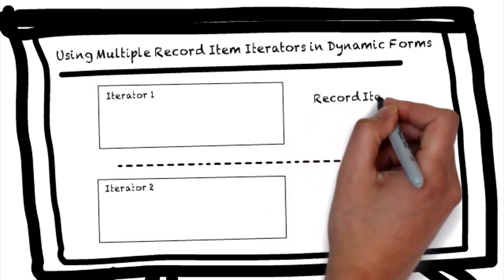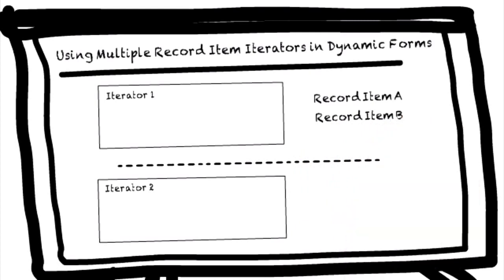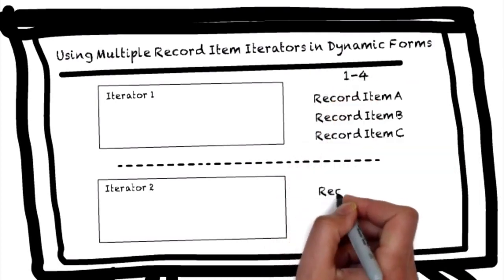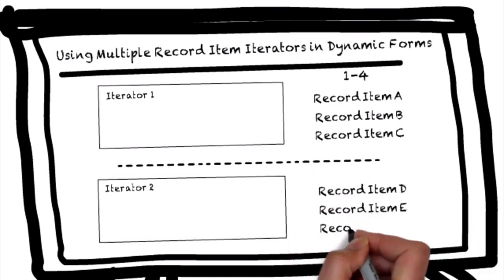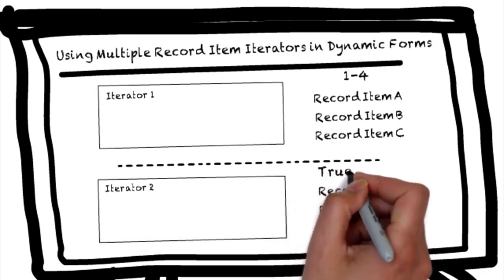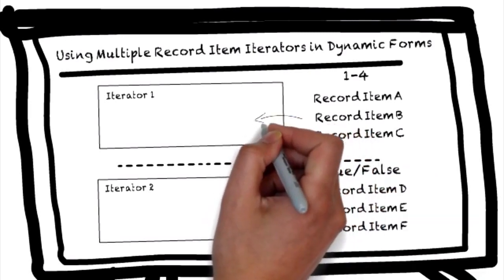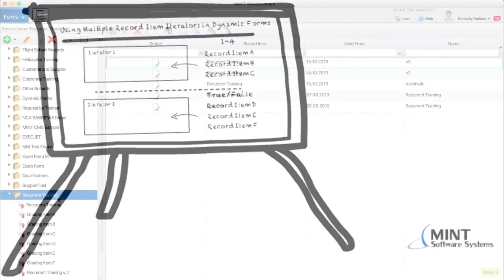For example, the form we'll be building in this video will have a pool of record items with a grade scale of 1 through 4 to choose from, and a pool of record items that require a true or false answer. One iterator will generate 1 through 4 record items, and the other true or false record items.